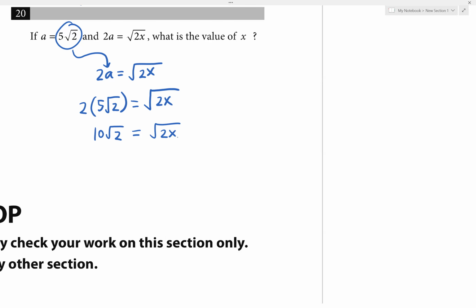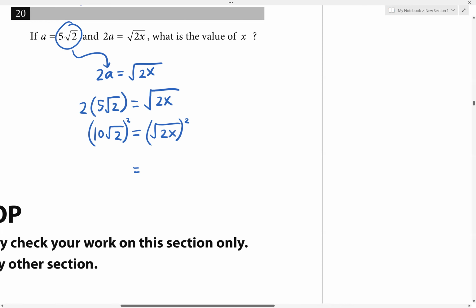Remember, our goal is to get x by itself. Right now it's under the radical, under the square root. So to solve for x, we have to cancel out the square root, and to cancel out a square root, we need to square the whole thing. The square root and the square are opposite operations, so they will cancel each other out. And of course, if we square on the right, we have to square on the left side. We put everything inside parentheses and square the whole thing.